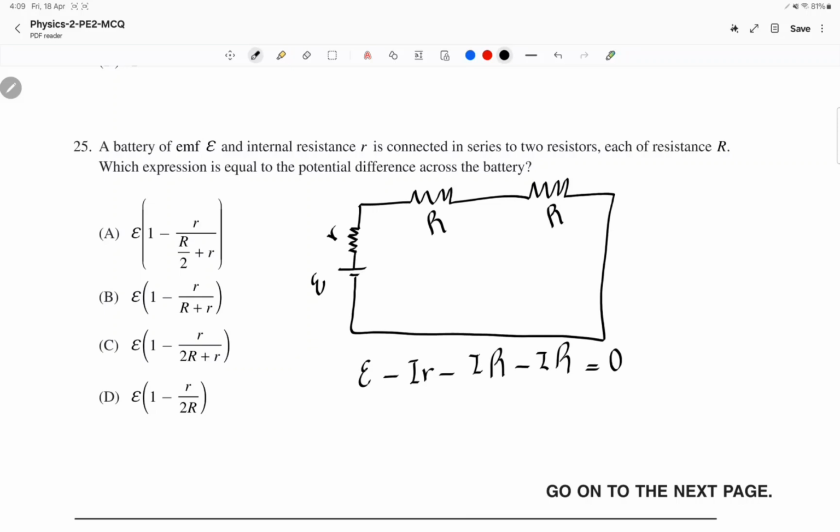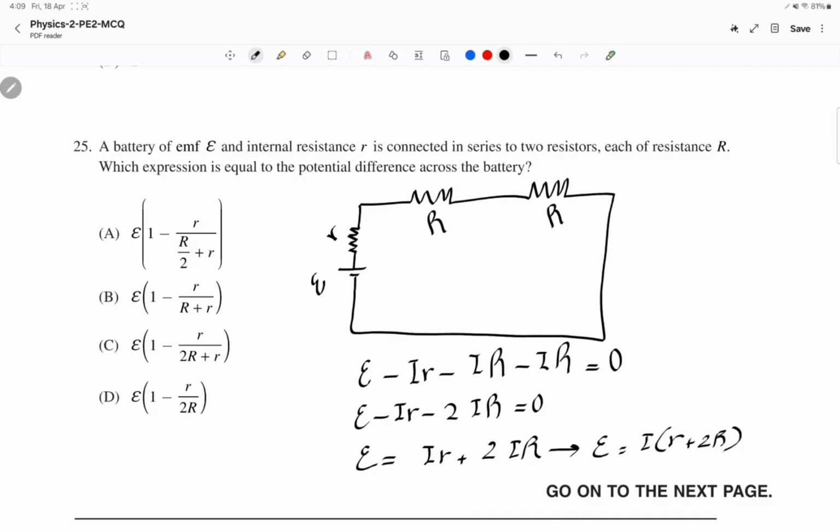Now let's just combine the I capital R's. We'll get 2IR is equal to 0. How about now we move anything with the I to the other side? And now simply I can factor the I out. So now I is equal to EMF over R plus 2R.